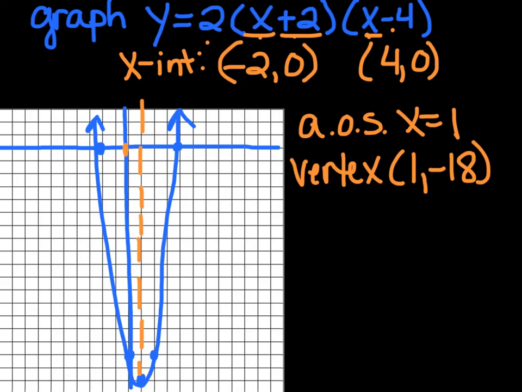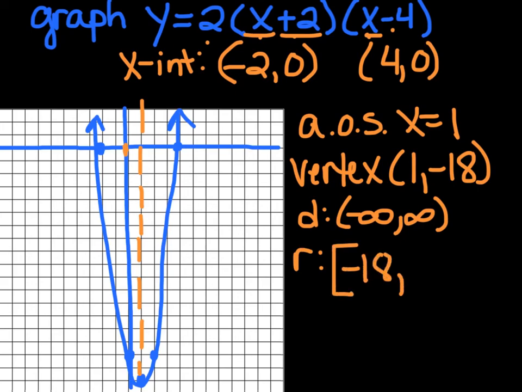We've got it graphed. We know the x-intercepts. We know the axis of symmetry and the vertex. We could also figure out the domain and range. Domain, all real numbers, negative infinity to positive infinity. The range has a bottom at negative 18, and it touches it, and then it goes on up forever, so negative 18 to infinity. All right, so that's graphing.